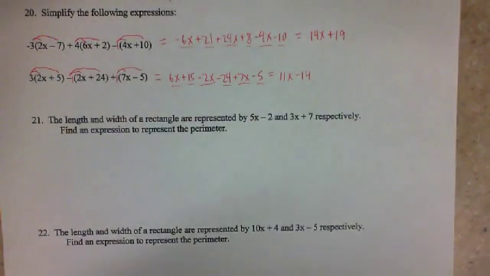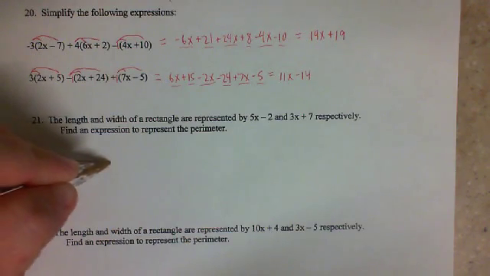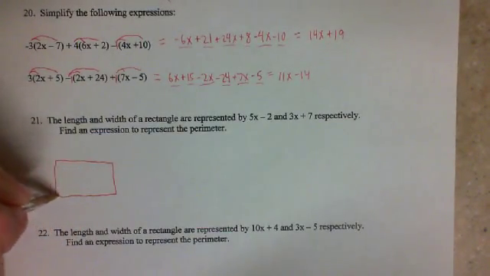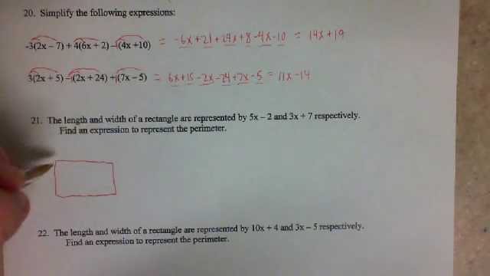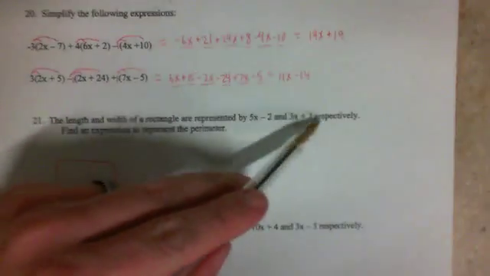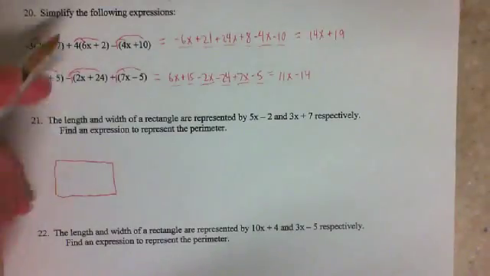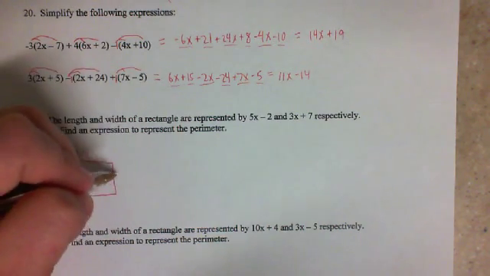Okay, and so now we're on 21. The length and width of a rectangle. Better start drawing. As soon as I see that geometric shape, I start drawing. So we got a rectangle. Length and width are represented by 5x minus 2 and 3x plus 7 respectively. You see that word respectively just means in that order. So length is 5x minus 2 and width is 3x plus 7.